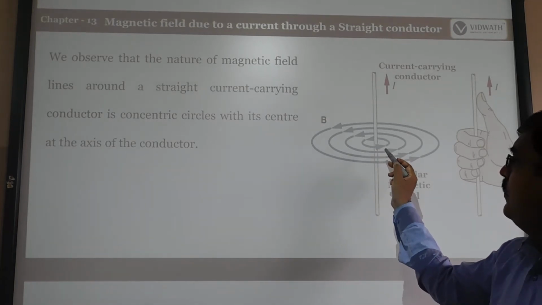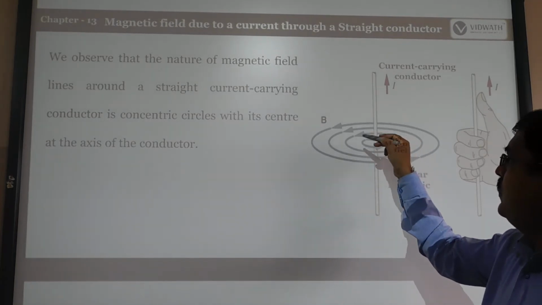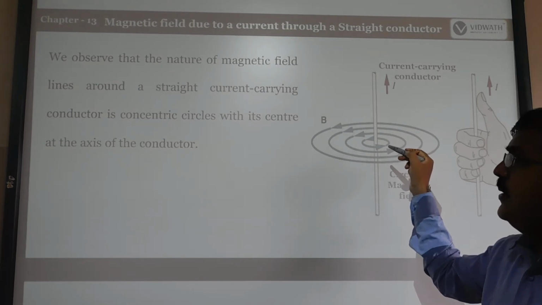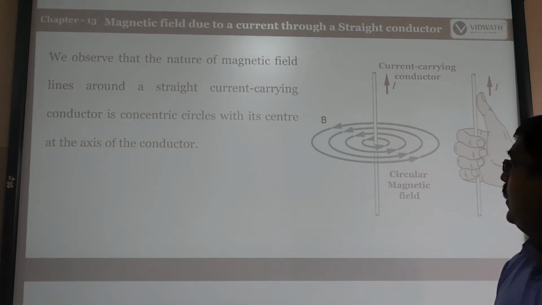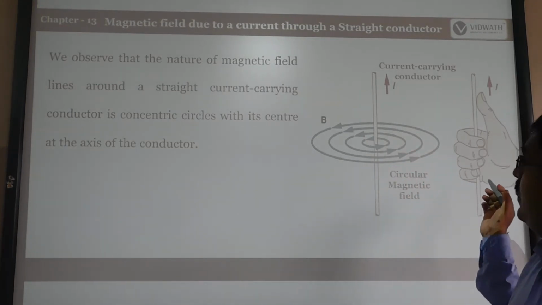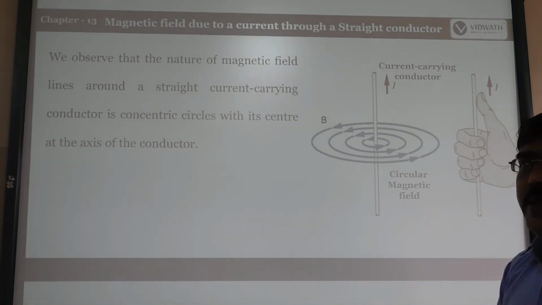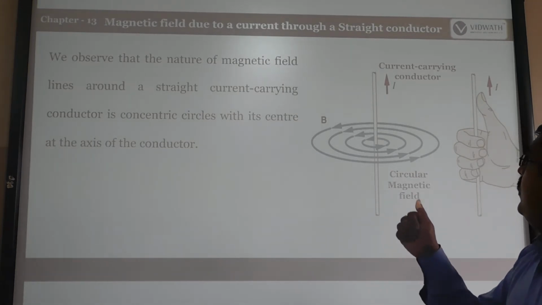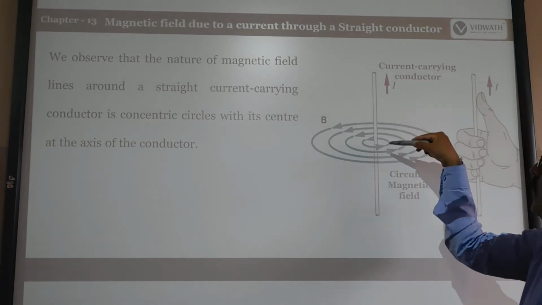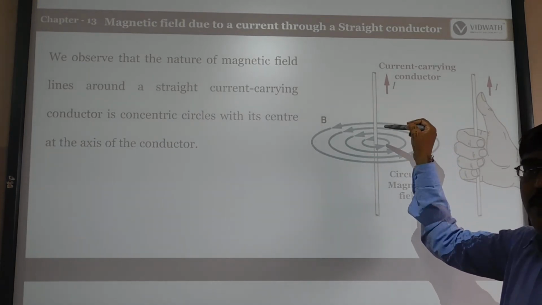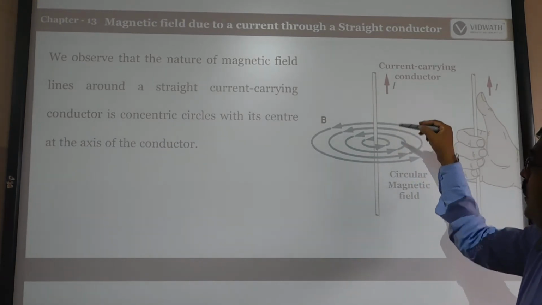So what can these be called? These circles are called concentric circles, whose center is the axis of the conductor. This is what we call the right hand thumb rule. The right hand thumb rule refers to the current carrying conductor, which is taken between X and Y. So that is the current carrying conductor.